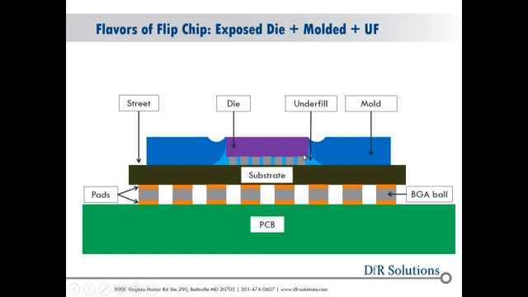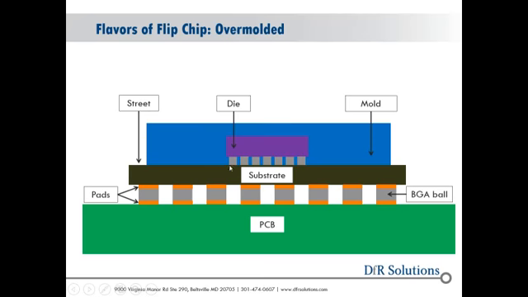And finally, I could do a complete overmold device. So again, I'm using the same material for both underfill and molding, but now because I don't necessarily need complete thermal performance, I'm covering the entire die. And again, there's a change in terms of thermal stresses and mechanical response in all these variations of flip chip devices. So there are different flip chip devices, which influence first and second level interconnect reliability.